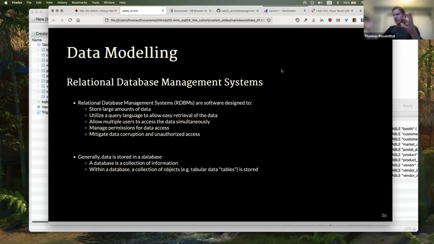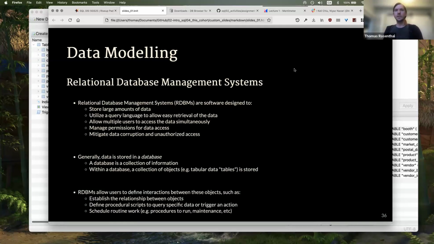Generally, we store data in the SQL context in a database. You can think of a database as a collection of information. Within a database, we'll have a collection of objects. Those objects are likely tables. RDBMSs do one more thing here, which is they allow users to define the relationships between objects, the interaction between these objects. I've kind of hit these already: procedural scripts to query specific data or trigger an action. Those are super useful, scheduling routine work, procedures to run, maintenance, etc. So there are lots of different ways that those object interactions exist.